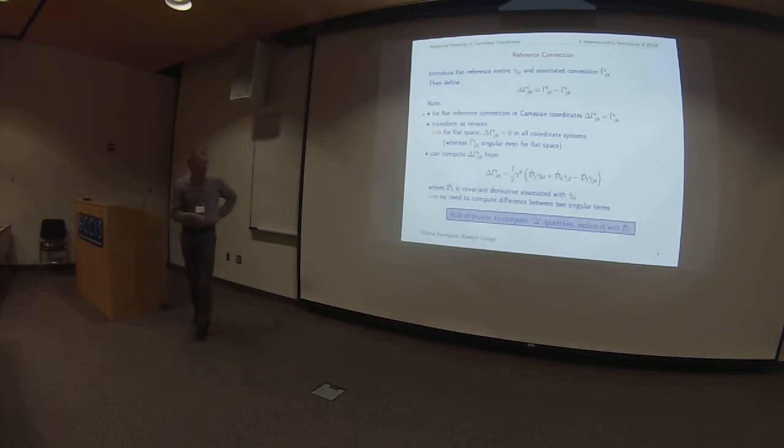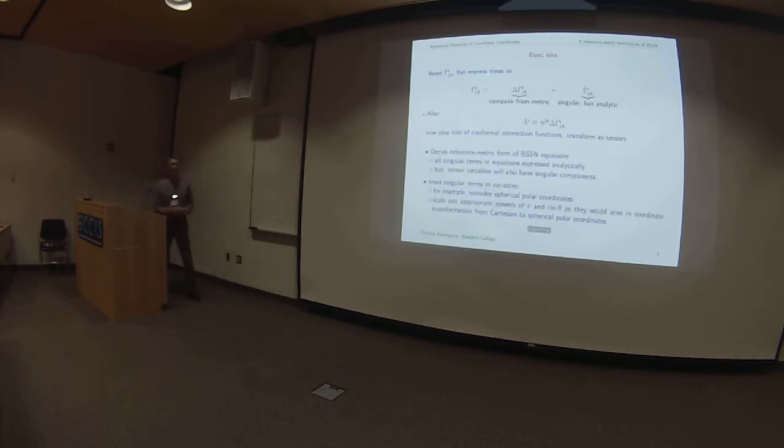In fact, this type of proof carries through to other geometrical objects. For example, we will need to figure out what the Ricci tensor is in this formalism. It carries through in exactly the same way. The rule of thumb is that whenever you compute differences in geometric quantities, you just replace the partials with the covariant derivative with respect to the reference metric. This technique you can use to derive the BSSN equations in this reference metric formalism.